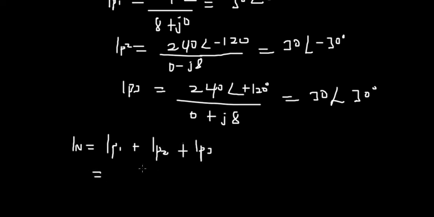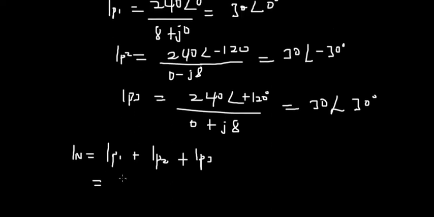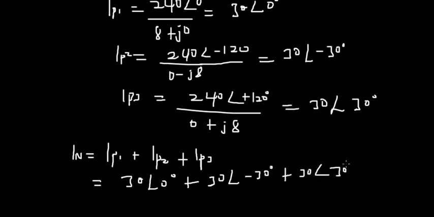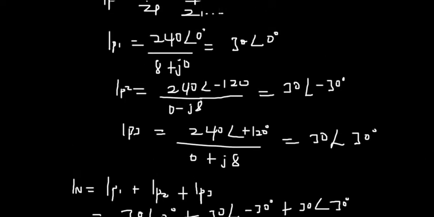So this is equal to 30 at an angle of 0 degrees, plus 30 at an angle of minus 30 degrees, plus 30 at an angle of positive 30 degrees. When you compute all of this, you end up with 82 amps. This brings us to the end of this tutorial section.